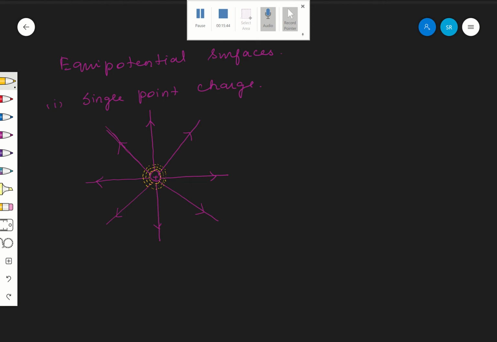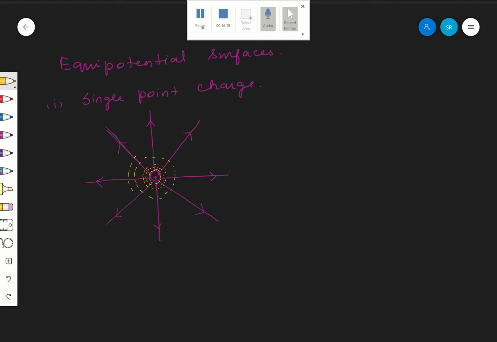Here are the lines, and here is the equipotential surface. The closer the equipotential surfaces, the stronger the field in that region. If the equipotential surfaces are farther apart, then the field in that region is very weak. Here it is strong, but partially it becomes weaker compared to that. So the lines are getting spread out here, and the surfaces are also getting slightly spread out here.